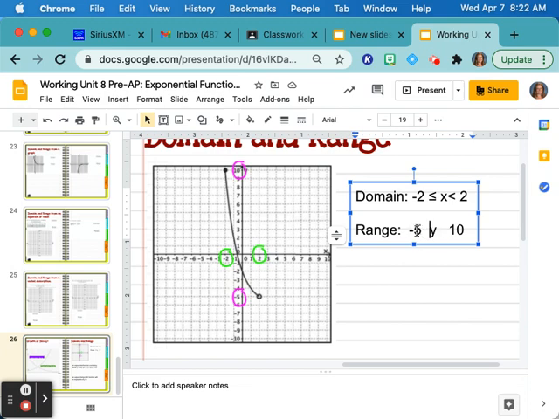So we need to look and see if it's going to be a less than or less than or equal to. On the -5, it's open, so it's just going to be less than. But on the 10, it's or equal to.